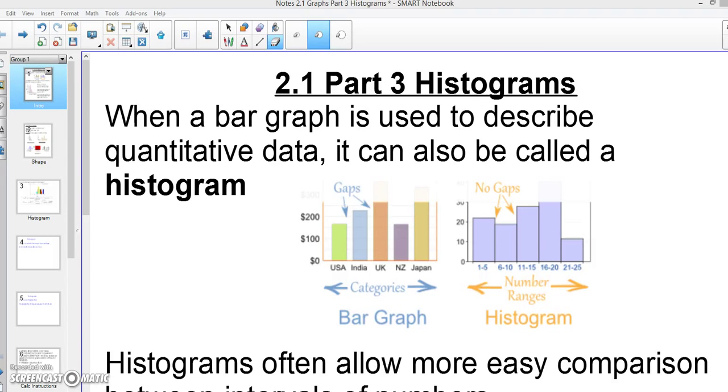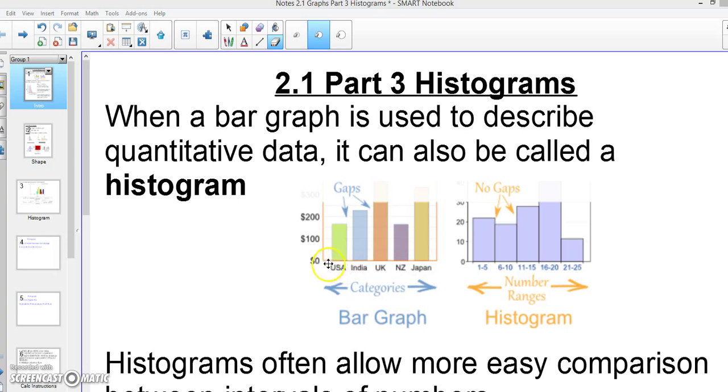Alright ladies, today we're going to cover the last part of 2.1, and that is histograms. Histograms are very similar to bar graphs that we've already covered, with a few specific differences. A histogram is for quantitative data, like the graphs that we talked about last time. Bar graphs, on the other hand, are for categorical data.